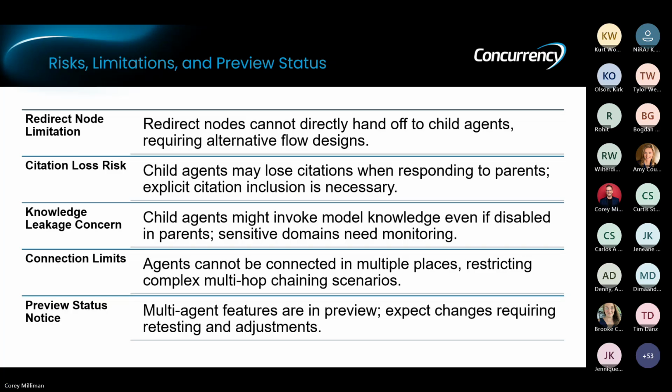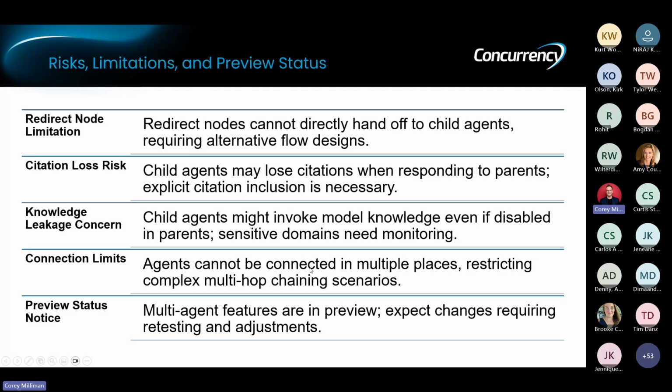And risk limitation, redirect limited. So your redirect nodes cannot directly hand off to child agents. So you can't just go on a topic and say redirect to child. When you're using child agents, there is the risk that citations are going to disappear. I've seen that happen sporadically with agent to agent or agent to child, depending on if we're passing context or not. So just know that you might have to tweak instructions to make sure that you are explicitly requiring the agent to respond with a citation. If it's not, you can add a step in a topic for a general conversation flow where it actually does build out that citation list as a separate step to make sure you get it.